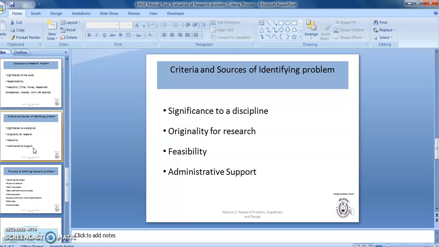Then there must be originality for research, which means the idea of why you are doing it and how it is going to be contributive, translational, must be first defined and drafted clearly. The third is feasibility of the study. Feasibility means, as we discussed, how much money, time, competence, resources, and researchers' interest, etc. These all come under feasibility. And finally, the administrative support.